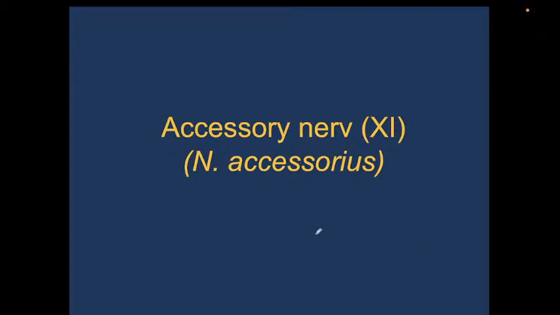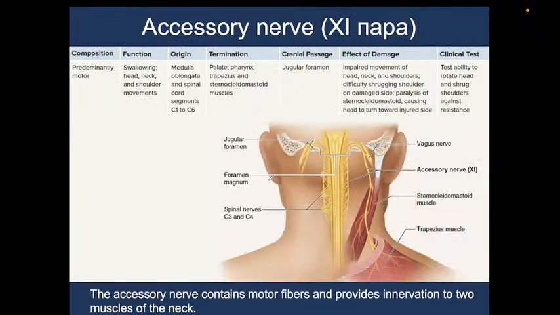The 11th cranial nerve is called the accessory nerve, number 11, and this nerve is responsible for innervation of only two muscles located in the neck. The accessory nerve differs from other cranial nerves because some of the motor fibers originate in the lateral portion of the anterior horns of the first 5 cervical segments of the spinal cord. These fibers from each accessory nerve form the spinal root.